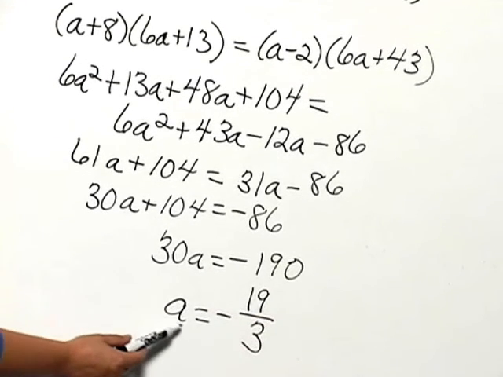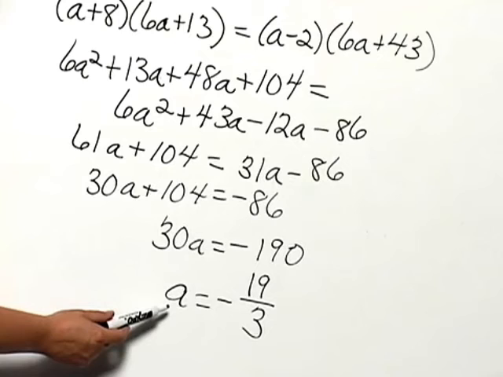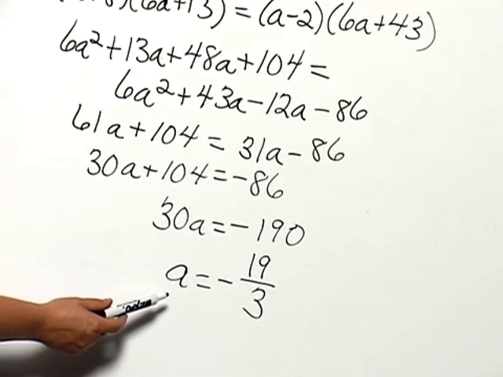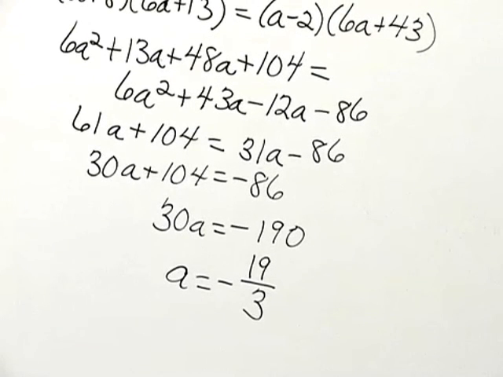If I were to let a be negative 19/3, I would find that f of a does equal f of a plus 5, so we are finished. And that is the solution.